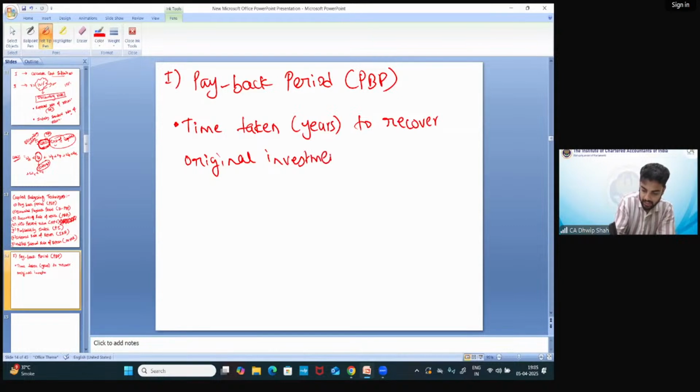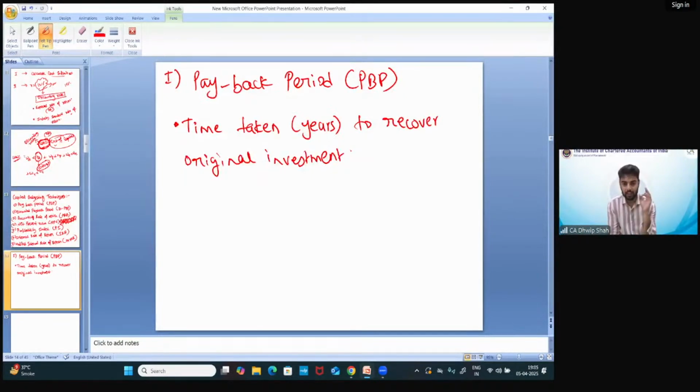So in our illustration, it was 15 lakh. My original outflow was 15 lakh. So within how many years did it take for my business to recover back that 15 lakh? That is payback period. So when I say payback period, I will always give the answer in years, not in any amount, not in rupees. Are you getting this? It will always be in years.